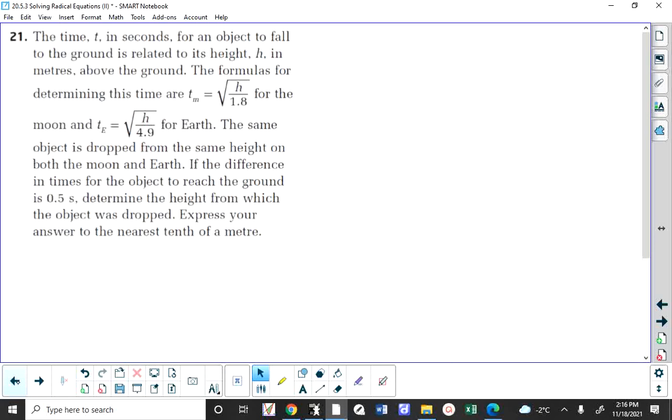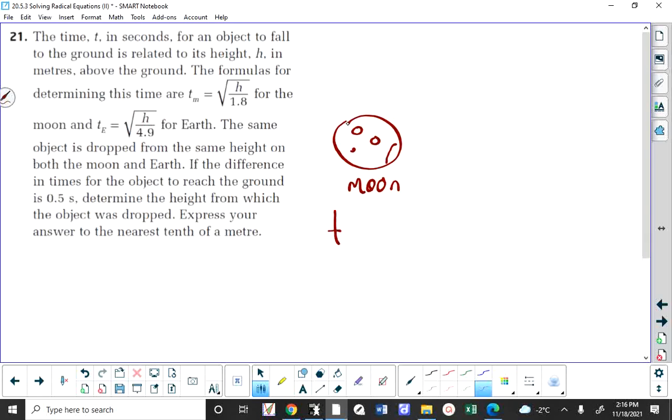So sometimes what happens in a math class is you're given a science equation. So what is this telling us? The time in seconds for an object to fall to the ground is related to its height above the ground. And it says that on the moon, the time can be found by taking the square root of the height over 1.8.